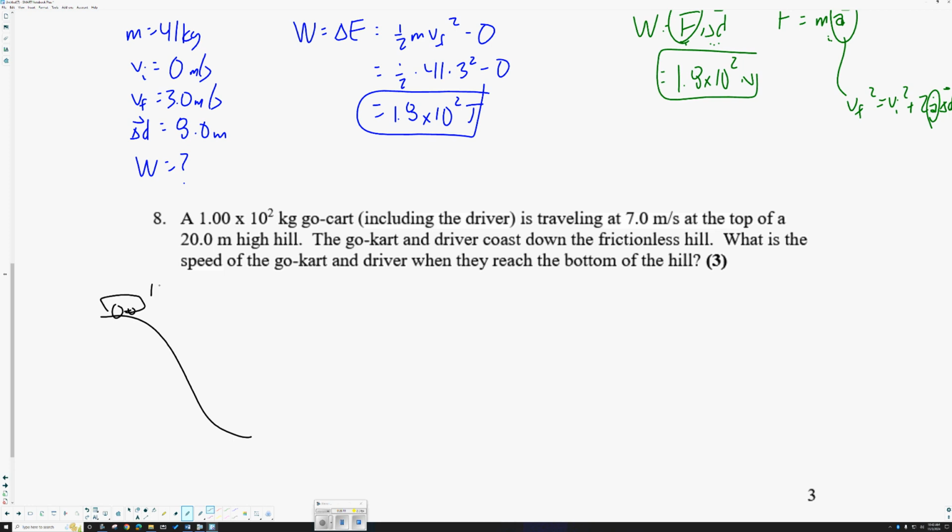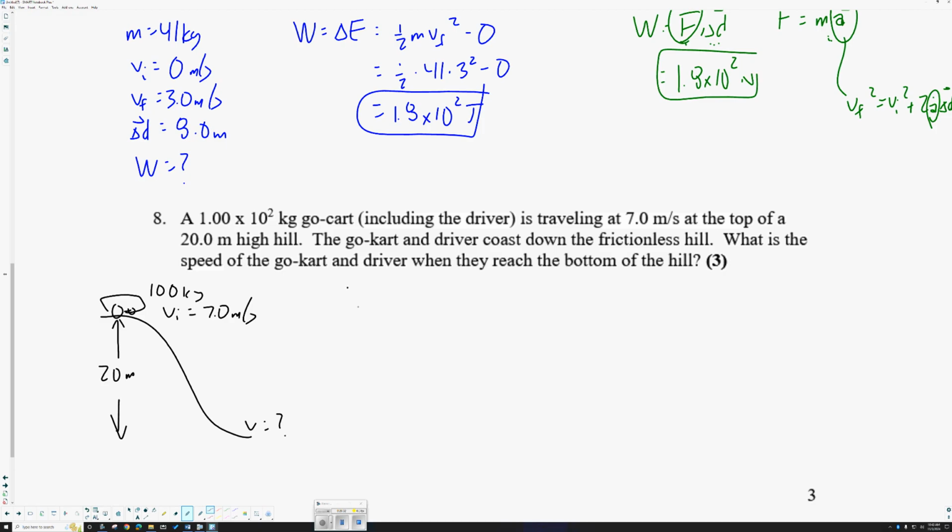We're going to say the mass of this is 100 kilograms, and the initial speed is 7.0 meters per second. The height of the hill is 20 meters. We're looking for the speed down here at the bottom of the hill. A question like this sometimes is just a little bit easier to visualize if I have the diagram drawn.